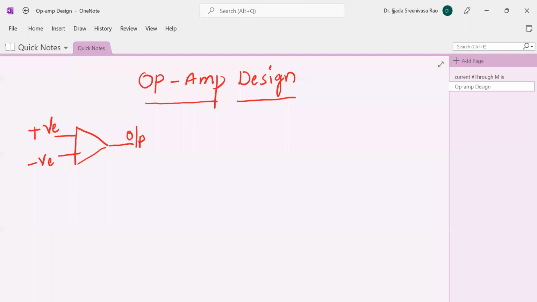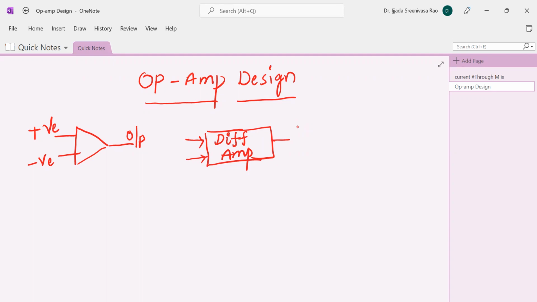So, what is the operational amplifier circuit? Internally, what circuits does it have? What is the internal circuit? I can say we have one differential amplifier. Of course, a differential amplifier has two inputs.